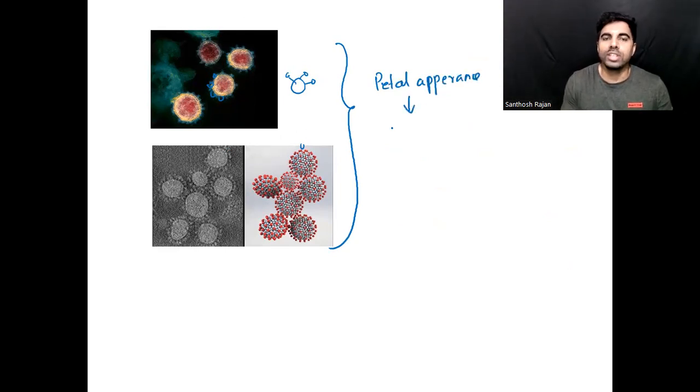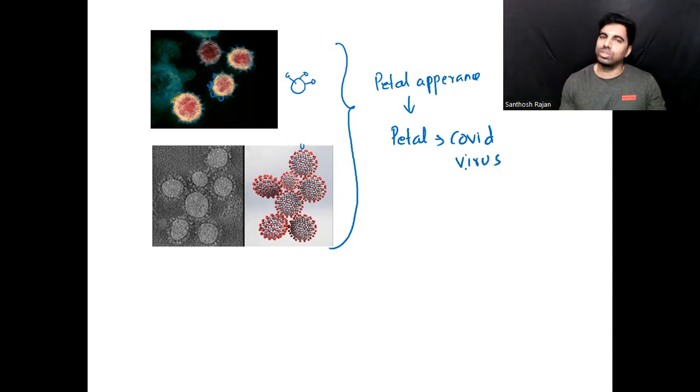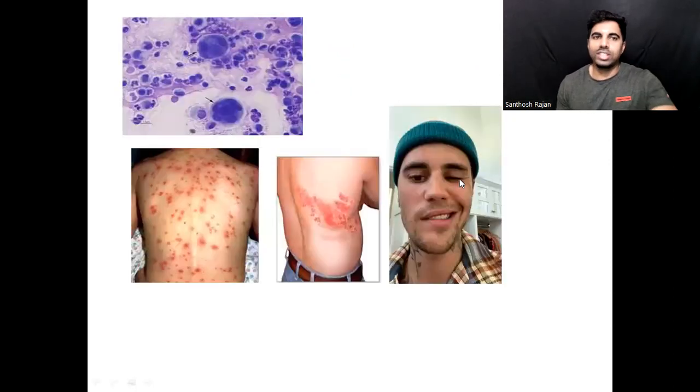So what is the virus? When a COVID patient dies, what do you put at the cemetery? Flowers, right? You put the petal. So petal-shaped means it is COVID. This is a COVID virus. When you get a picture like this, any picture, that is the COVID virus. That's it for the different shapes of viruses.